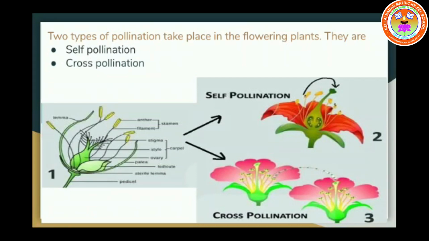In self-pollination, seeds produce weak plants and new varieties of plants cannot be produced. In cross-pollination, seeds produce good plants and new varieties of plants can be produced.